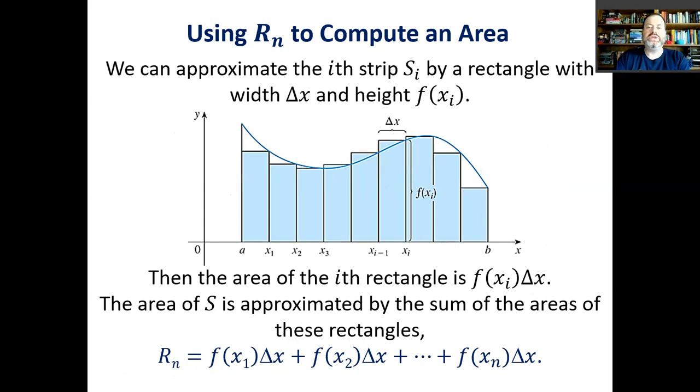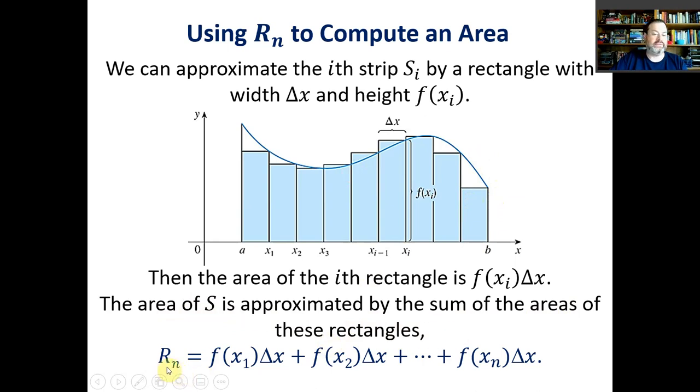Then we take a generic strip in the middle and call it the ith strip. Let's look at its height. For any rectangle, we already know its height is going to be f of xi. So for this interval here, it's f of x1, f of x2. It's just f of the right endpoint of any interval. And for the last one, it would be f of b, or f of xn if you want. It doesn't matter what you call it. So S is approximated by the sum of these areas.